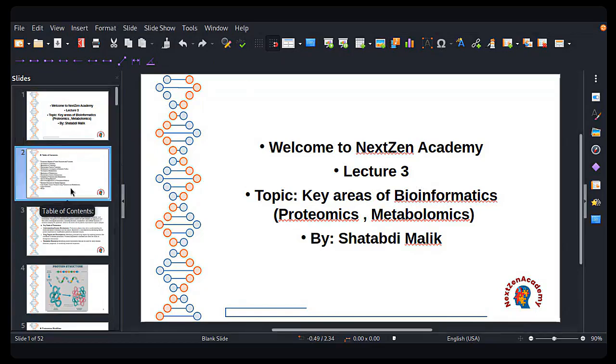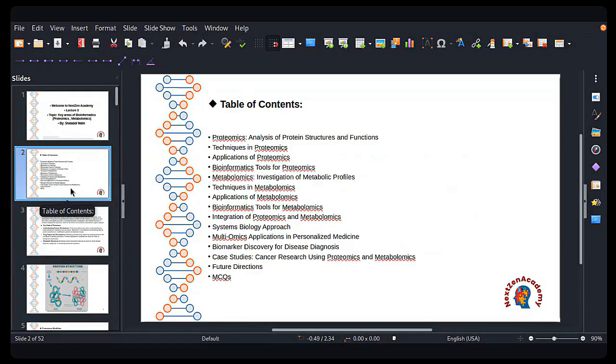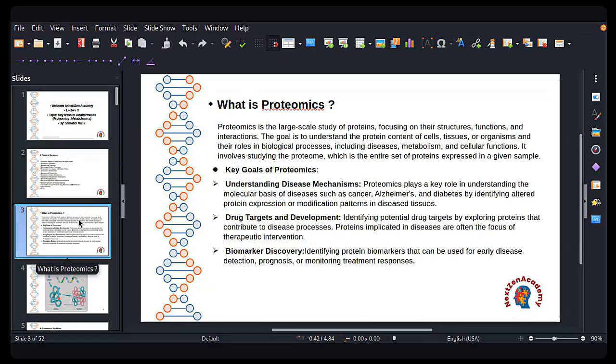Okay, so let's start. Today, this is the table of contents. What we are going to study today: proteomics, techniques in proteomics, its application, tools, then metabolomics, then integration of both of them, then what is multi-omics and system biology approach, and case study and future direction, and then MCQs. So let's start with proteomics.